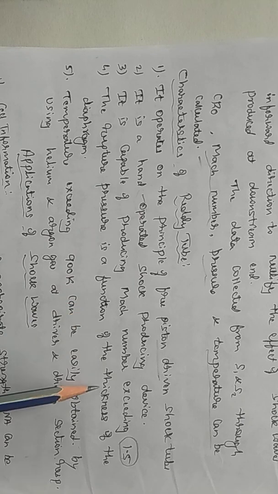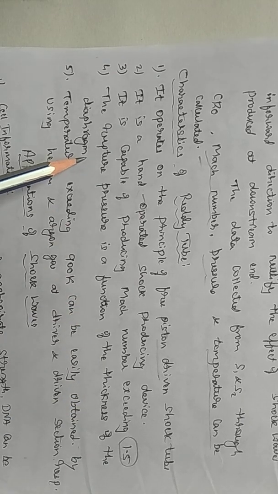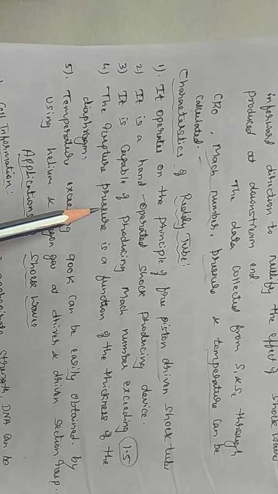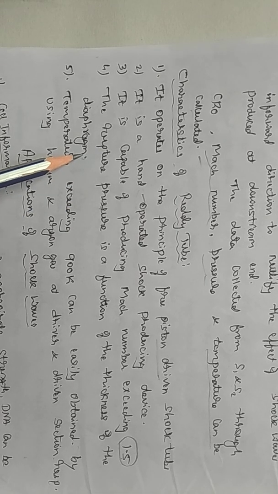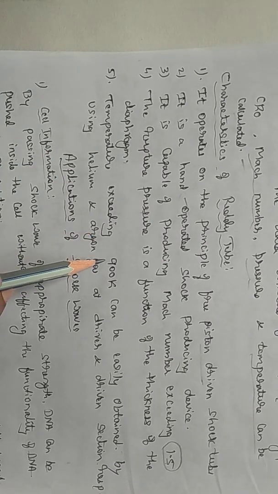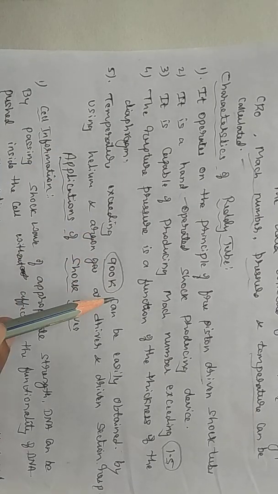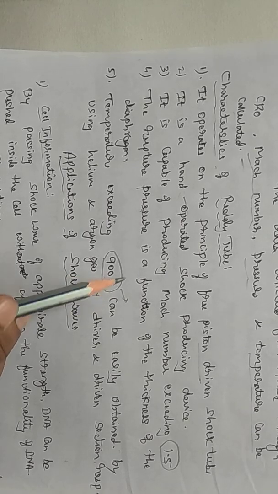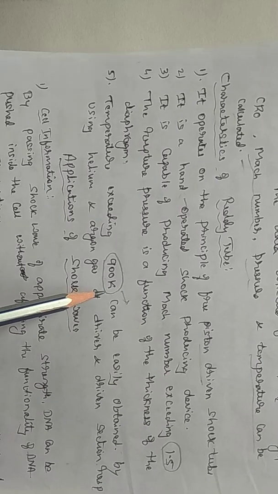The rupture pressure is a function of the thickness of the diaphragm. Based on the thickness of the diaphragm, the rupture pressure varies. Usually a thin diaphragm we are using. So, as I said, the temperature is increasing. A temperature of more than 900 Kelvin can be easily produced with this handheld operated Reddy shock tube.